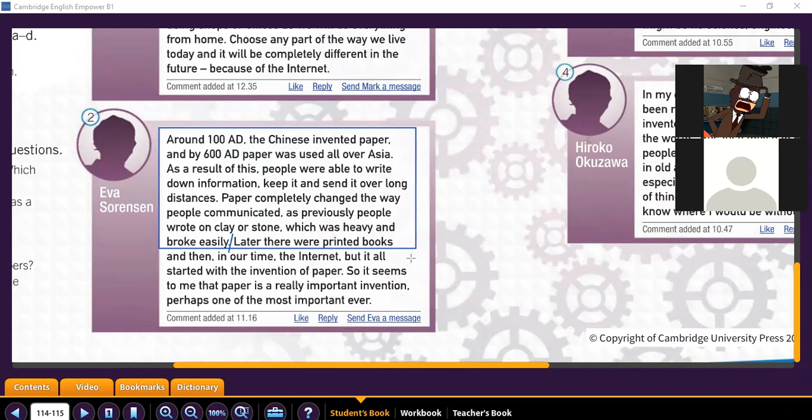Around 180, the Chinese invented paper, and by 680, paper was used all over Asia. As a result of this, people were able to write down information, keep it, and send it over long distances. Paper completely changed the way people communicated. As previously, people wrote on clay or stone, which was heavy and broke easily.